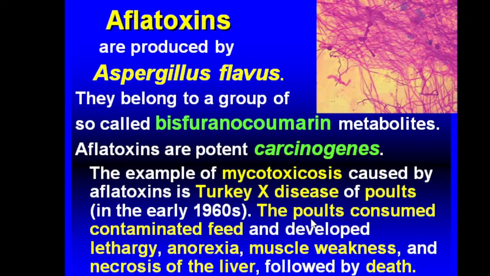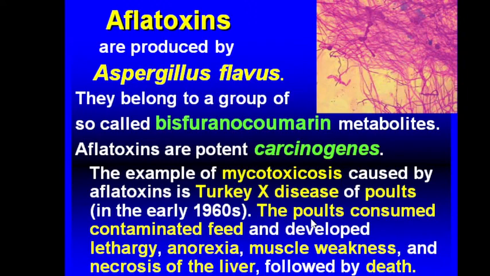And aflatoxin is categorized as a group of so-called bisfuranocoumarin metabolites, and they are very toxic and highly carcinogenic. Initially they had been found in the early 1960s as the causative agent of the turkey X disease in poultry.